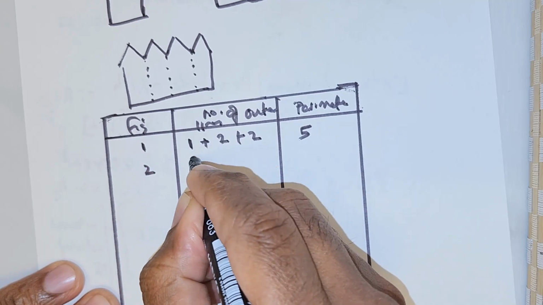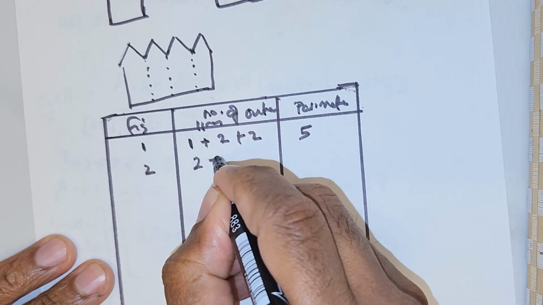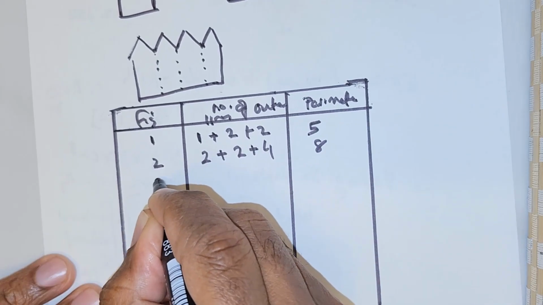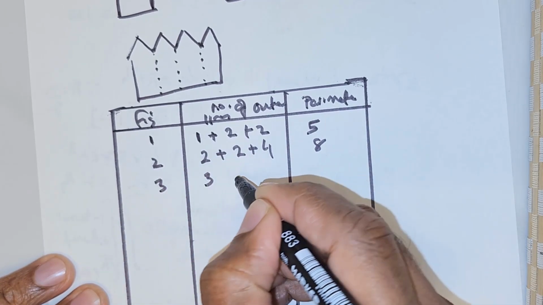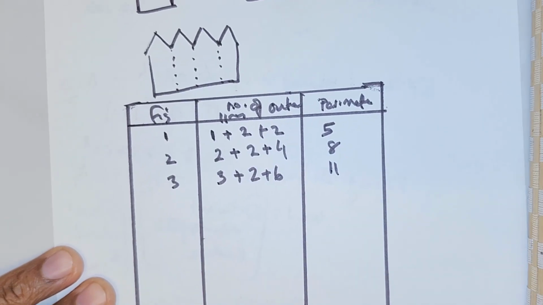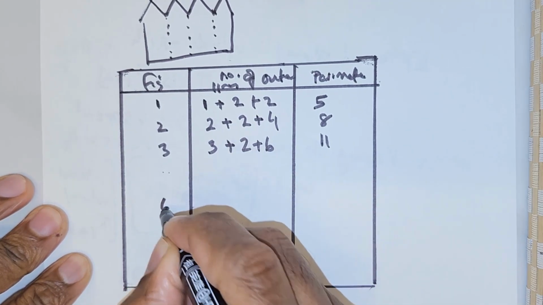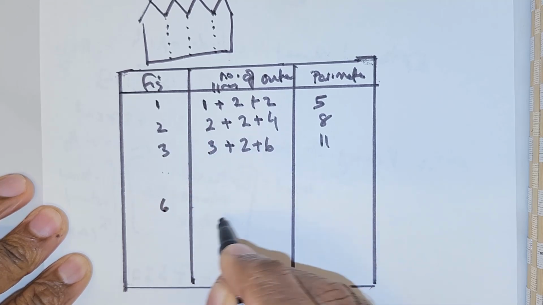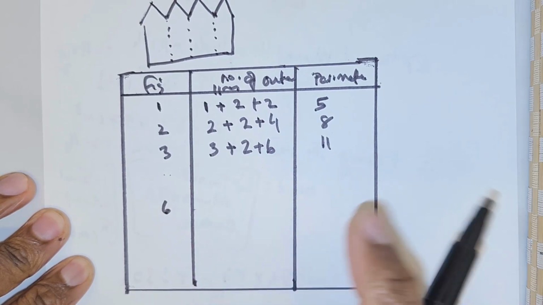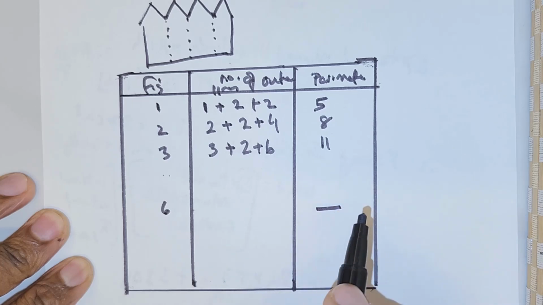For the second figure, you have 2 plus 2 plus 4. Perimeter is 8. For 3, it's 3 plus 2 plus 6. Perimeter is 11. Now moving on, we have figure number 6. We are expected to get the exact distribution of the values, and we are also required to find the perimeter.